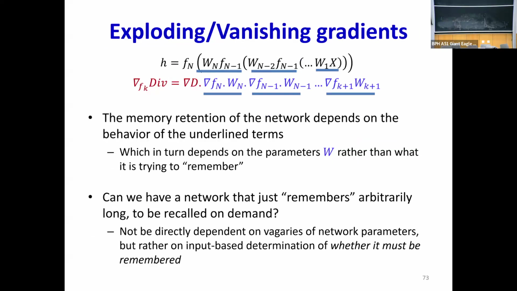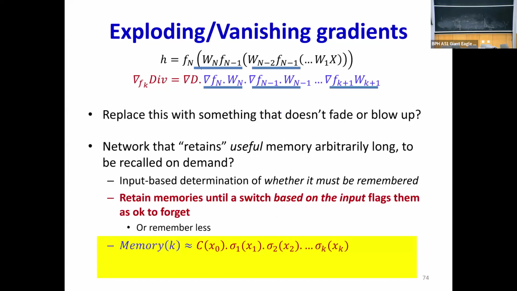So the memory depends on the behavior of these underlying terms. We're going to get rid of it. We're going to eliminate the weight matrix. We're going to eliminate the activation function. And we're going to change the network such that the behavior of what's in memory is going to be modified based only on what it sees in the input. That makes sense to everybody? And where the logic actually comes from.